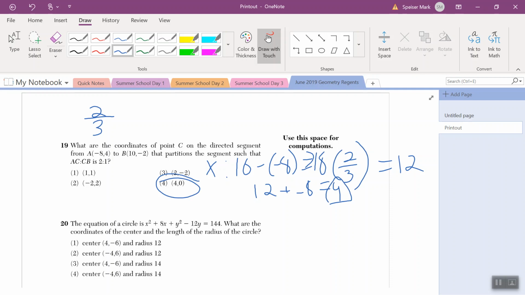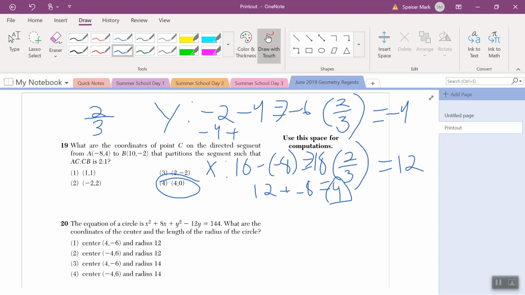It already means we know our y value, which is 0, because only one choice has 4, but we can do the same thing for y. Negative 2 minus negative 4, get negative 6. Make sure to keep the sign that's negative. Then multiply it by 2/3, which equals negative 4. Add that negative 4 to the starting value, so negative 4 plus 4 equals 0.